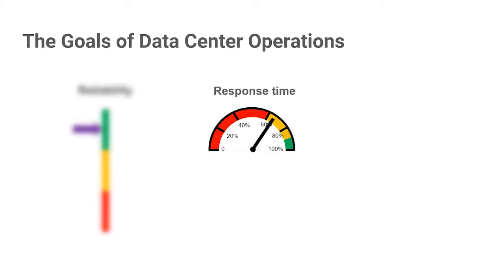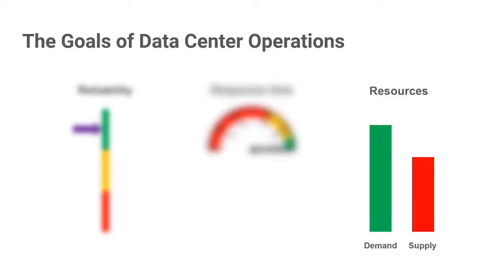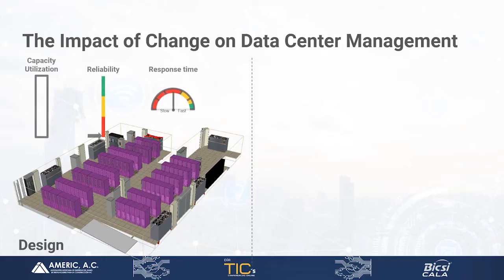Number two, to operate quickly to satisfy the time constraints of the users of the data center. And number three, to operate at the lowest possible cost by using the expensive data center resources as efficiently as possible. So those three things are what data center operations is trying to achieve overall.